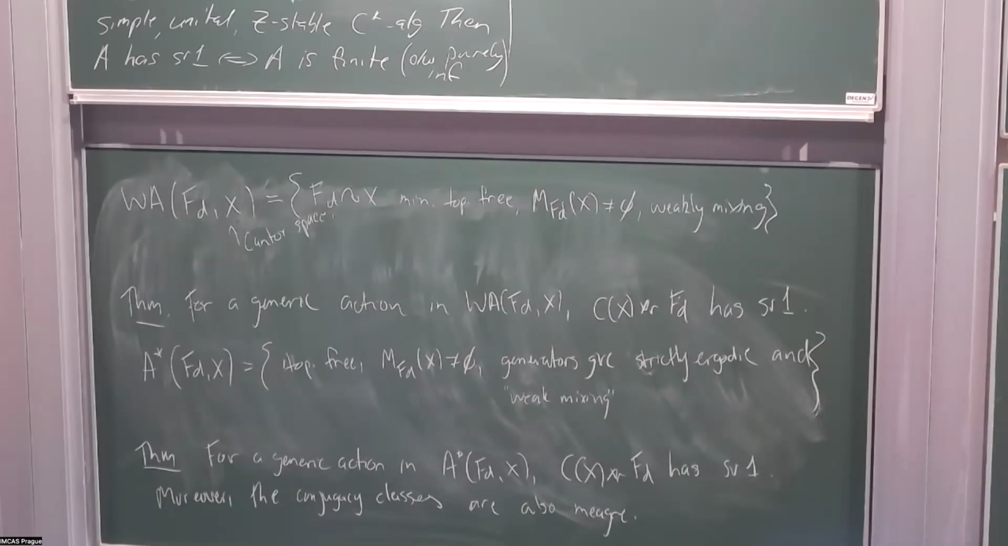Questions for Jamie? Thanks. If you take the group to be the integers, is it easy to see that if you take an integer action that it's square divisible? Is that something you can show?